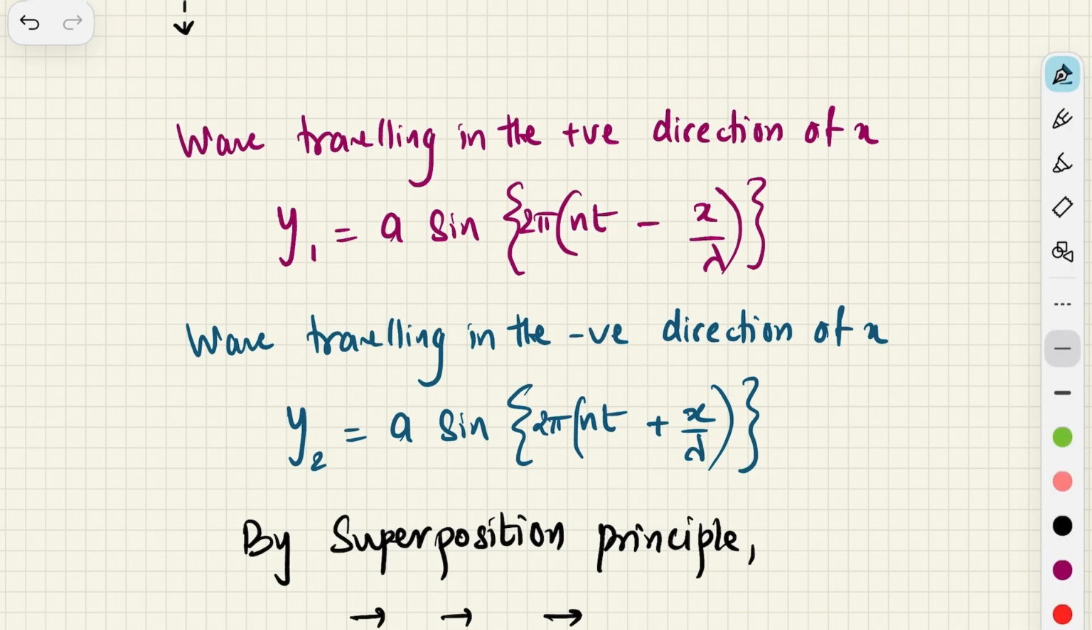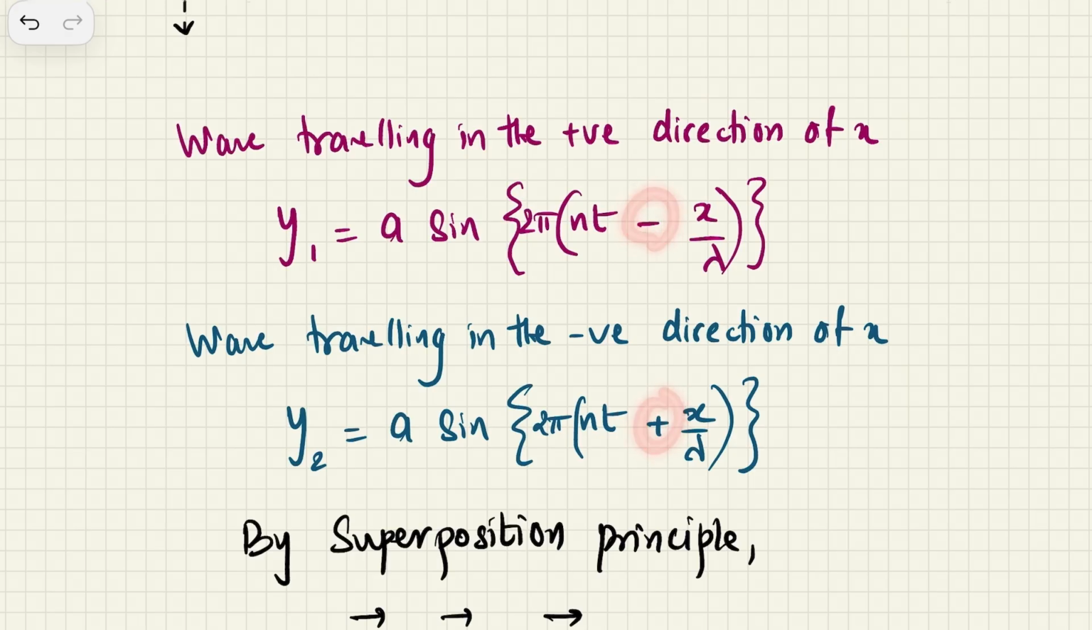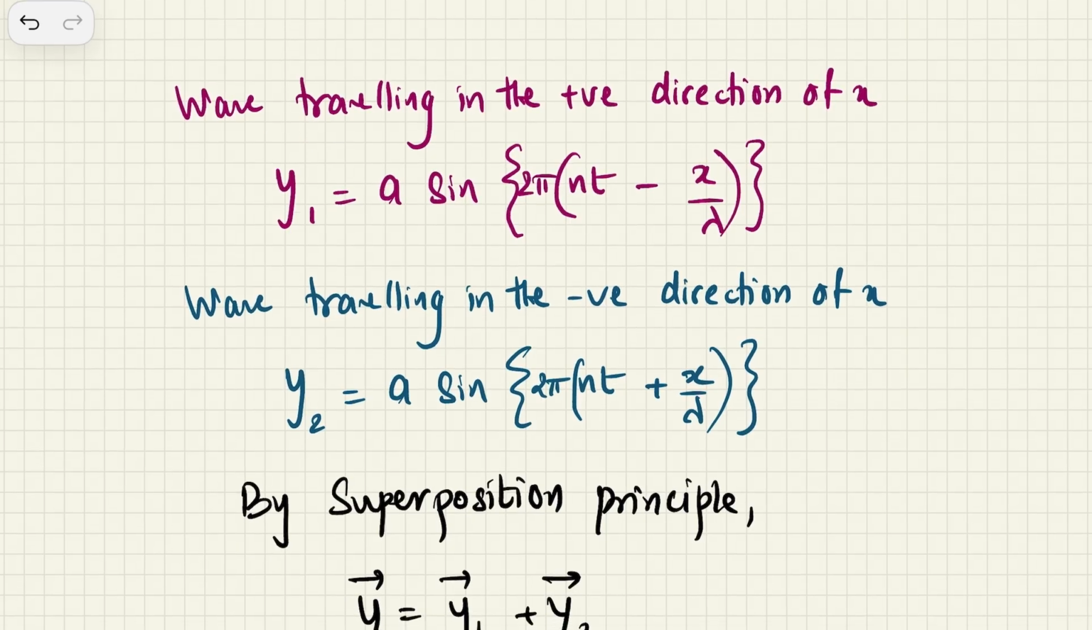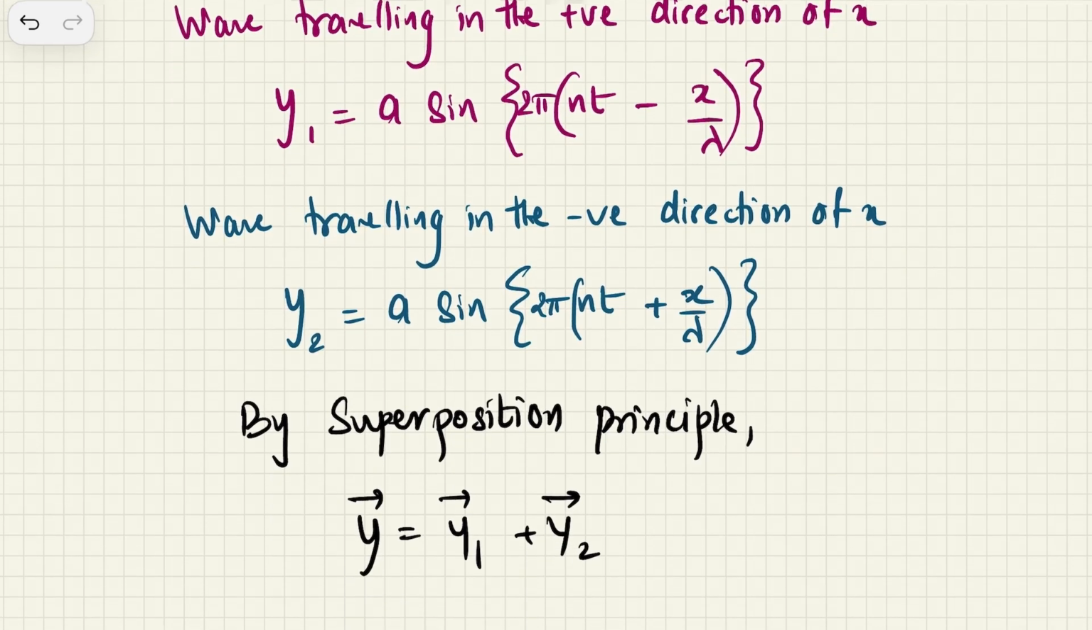So when a wave is traveling in the negative direction of x, there should be a plus over it. So the only difference is a minus and a plus. If you want to know more, the previous videos are really going to help you. Search for them in the playlist. So these are the two equations of progressive waves, one traveling in the positive direction and one in the negative direction.